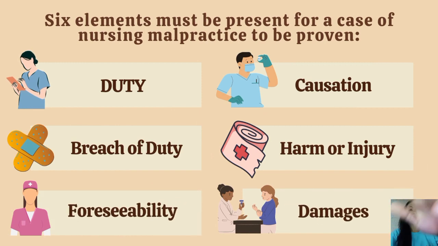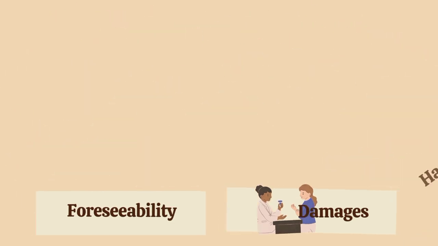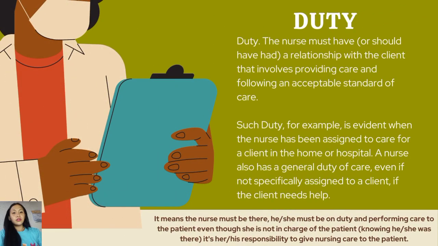First is duty. Second, breach of duty. Third, foreseeability. Fourth, causation. Fifth, harm or injury. And lastly, the damages. So the first one is duty.